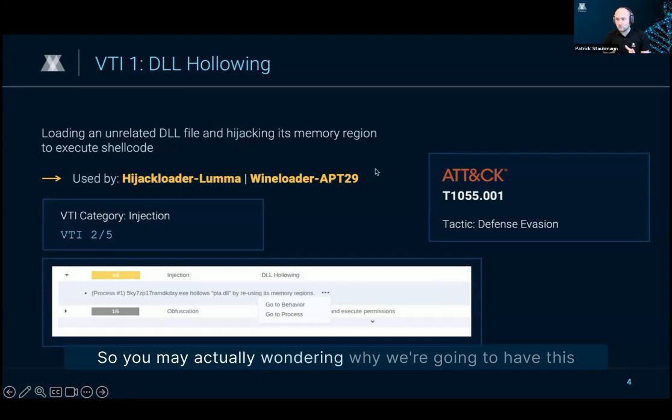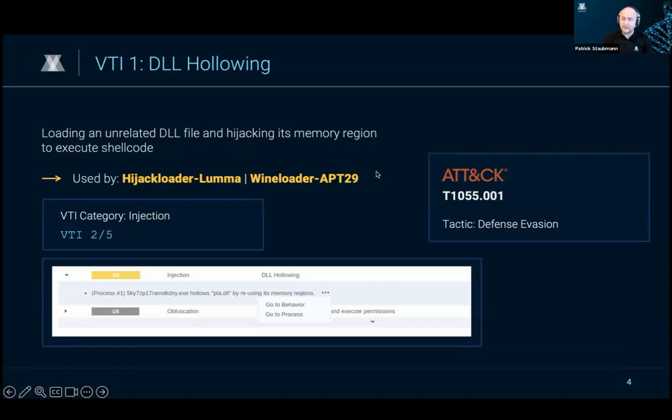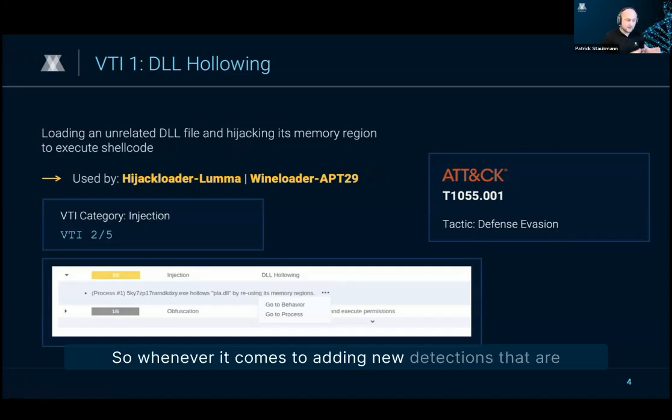So you may actually be wondering why we're going to have this with quite a low score, which is a 2 out of 5, which in theory just flags this as suspicious. And that is due to a specific process that we're going to use here. Whenever it comes to adding new detections that are supposed to detect the sample as malicious, that's of course also a bit dangerous, right? You never really know when you release an update. It can in theory cause false positives as well.